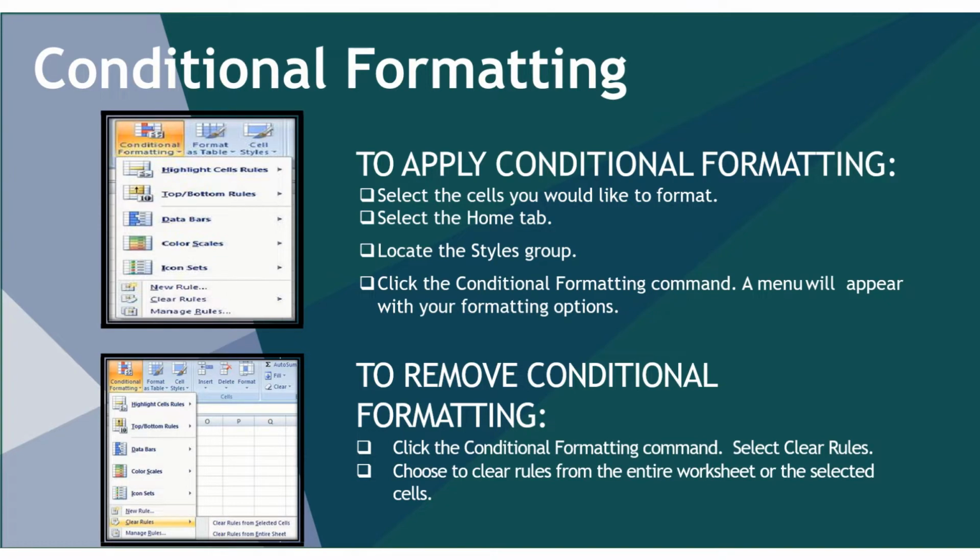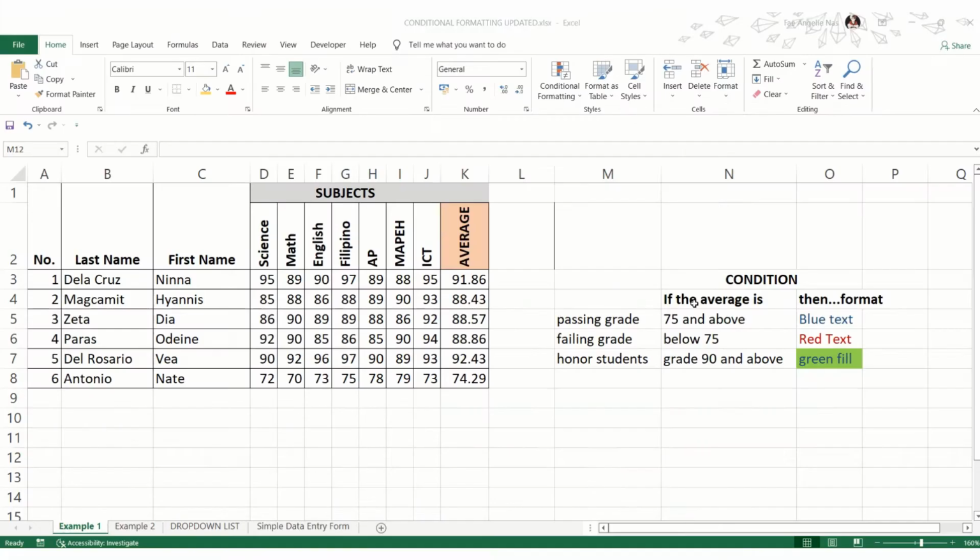So let's go to our example. Here we have our example, data about the grades of students in a certain grading period. These are the grades in the different subject areas, and here are the averages for the grading period.